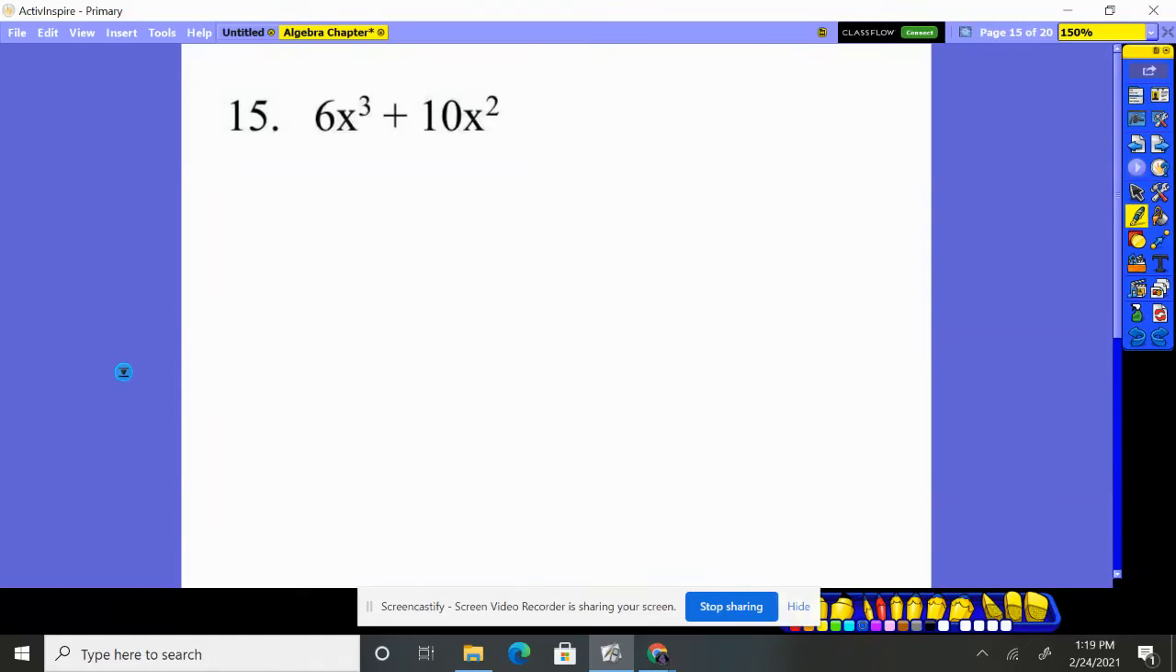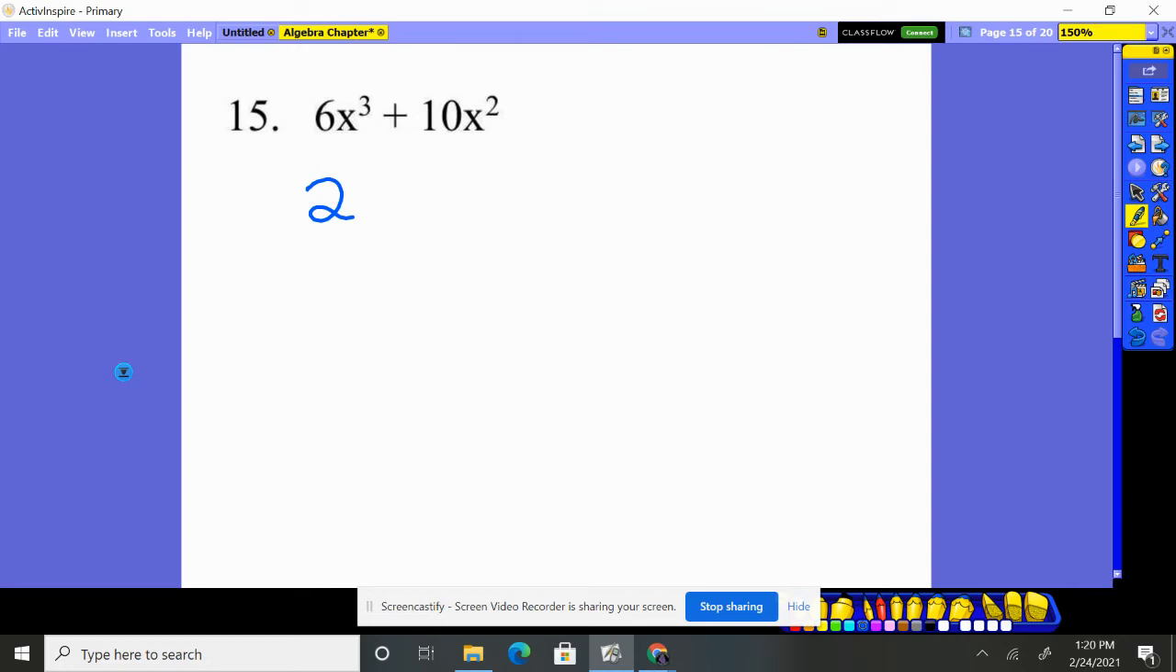Right, number 15. This wants us to factor. So it's like, hey, what do they have in common? Now, we should be able to look at this and go, hey, 6 and 10, they both have a greatest common factor of 2. That's the most that can be pulled out. That's the largest number by which 6 and 10 can be divided.